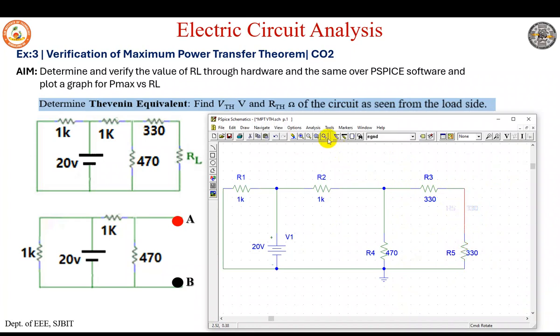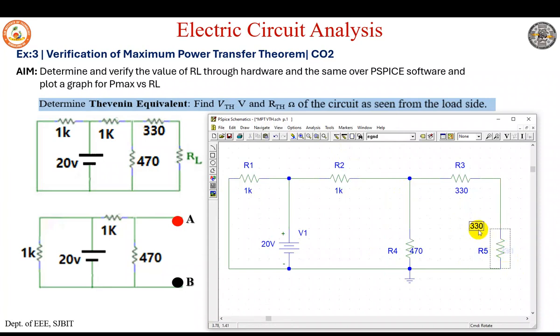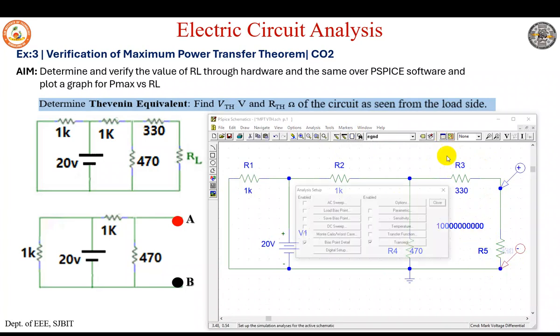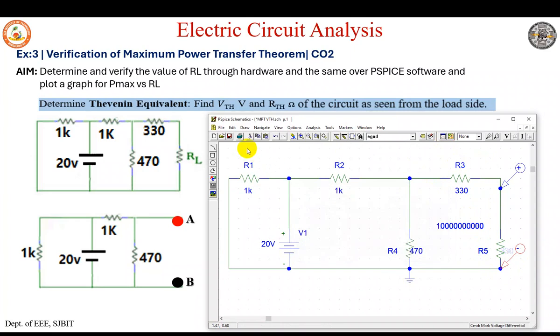So how that can be achieved is by creating R5 with a large value. Let us say we put 6 or 7 zeros. So by this value of R5, we are just simulating an open circuit, right? So we have enabled transient, save the file, and now simulate to check your output voltage.